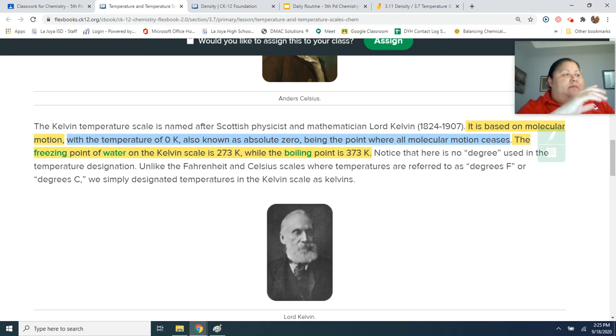Particles, even in this solid container, all the particles that make up this container are vibrating. Can I actually feel the vibration? No, because the vibration is not strong enough to be felt by the human hand.